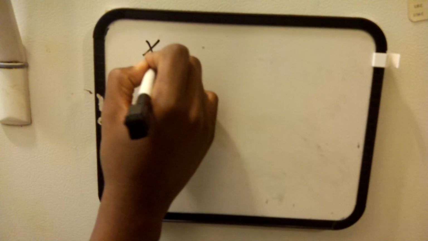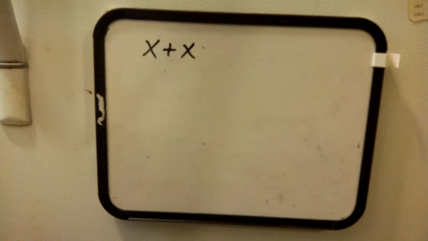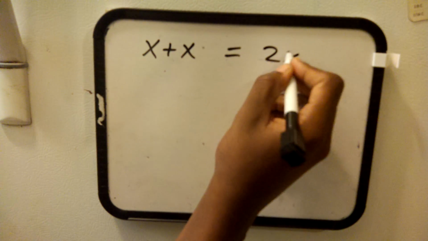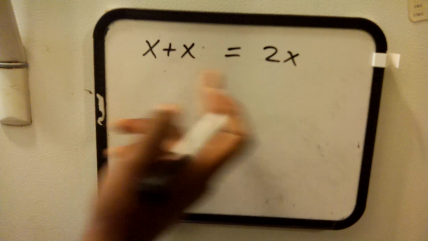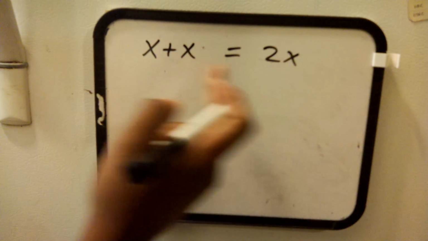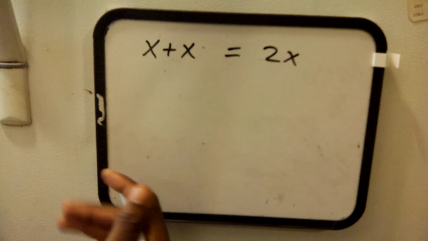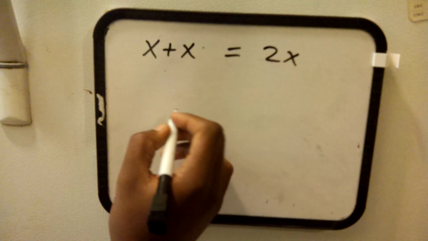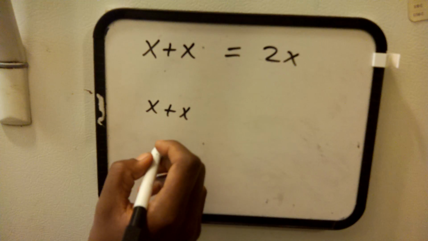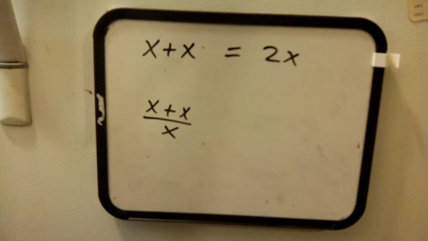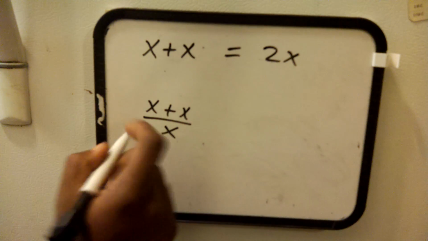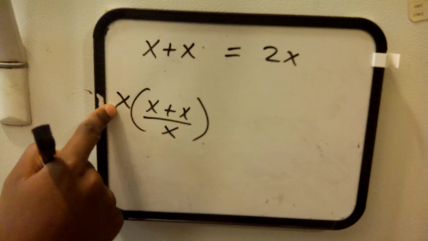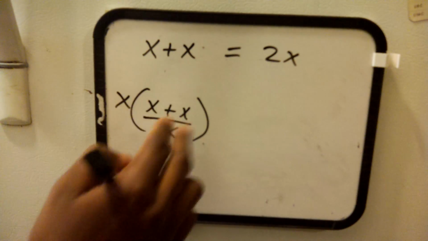If you take x plus x, we know that equals 2x, right? But how do we get from here to here? Well, we do something called factoring. We'll factor out the x. That means to factor out the x, you take x plus x and you divide it by x, okay? And then, after you divide it by x, you multiply by the outside so that it can remain the same. It'll keep this answer the same.